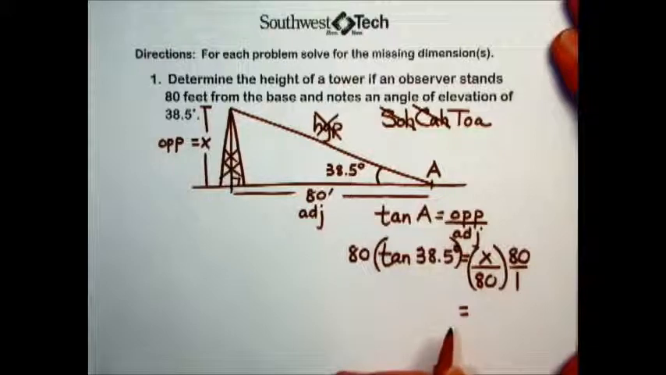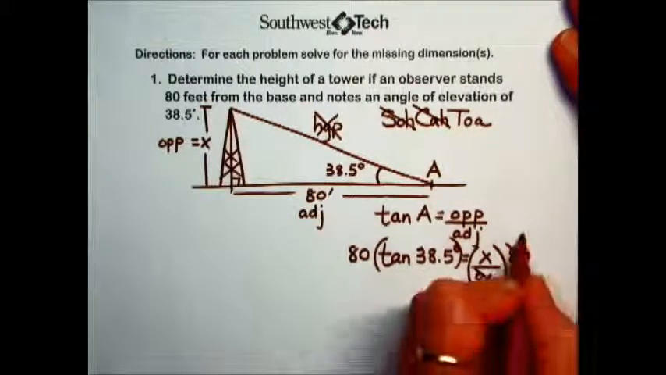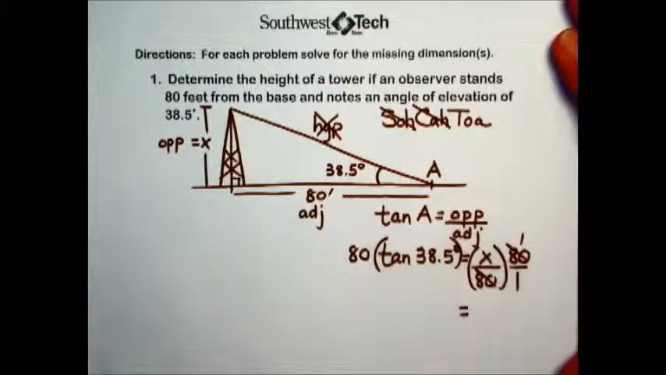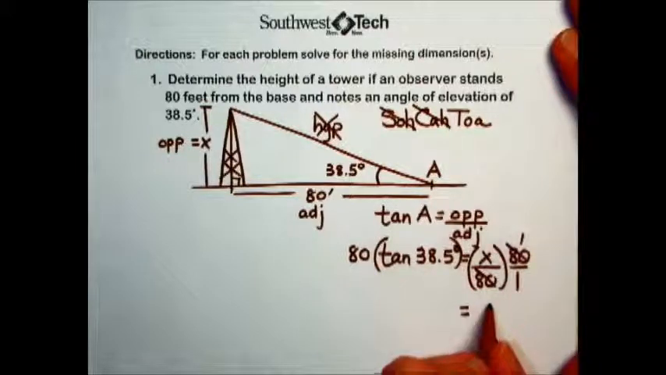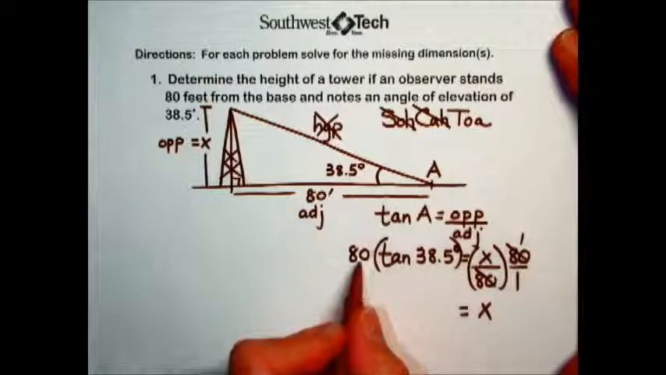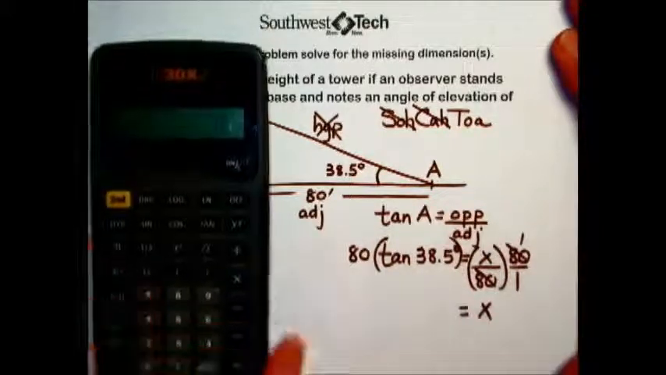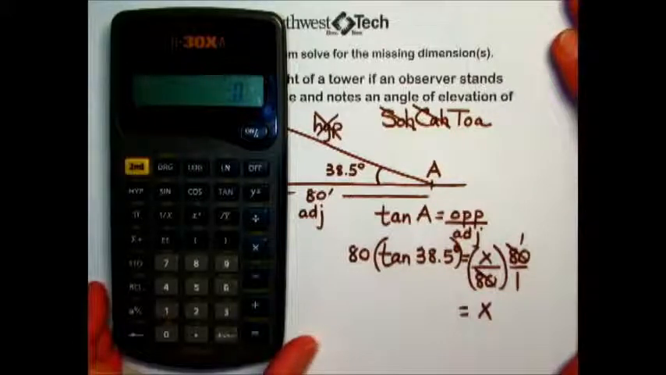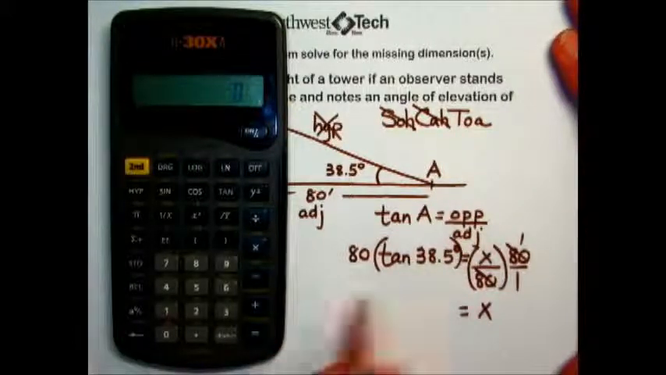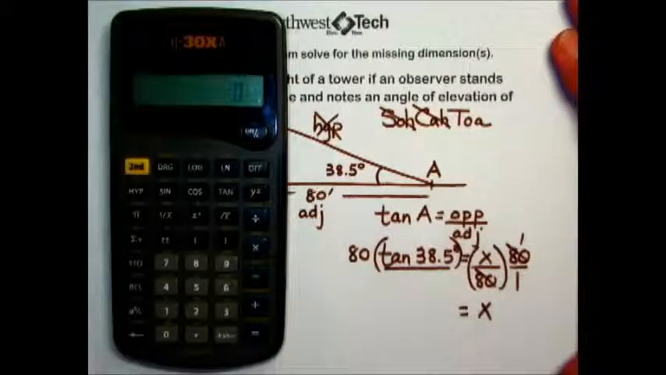Simplifying on the right-hand side, the 80 in the numerator cancels out the 80 in the denominator. Since 80 divided by 80 is 1, x times 1 divided by 1 is x, and we're left with simplifying the left-hand side. I have a traditional scientific calculator here that I'll use to simplify the left-hand side, and I'll start with determining the ratio for the tangent of 38.5 degrees.